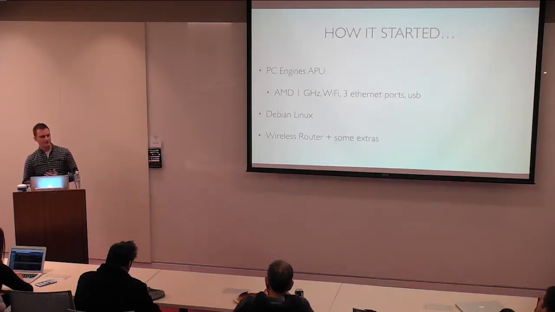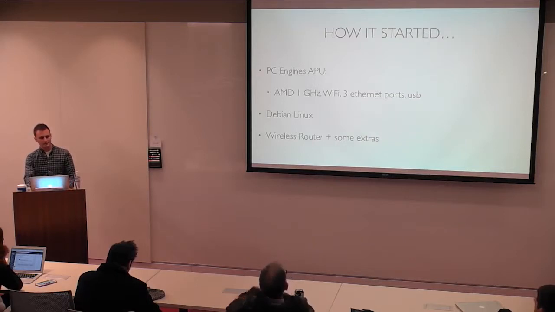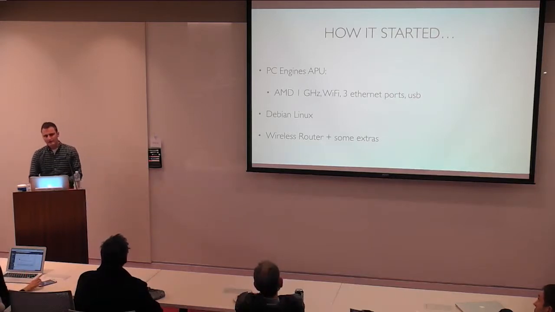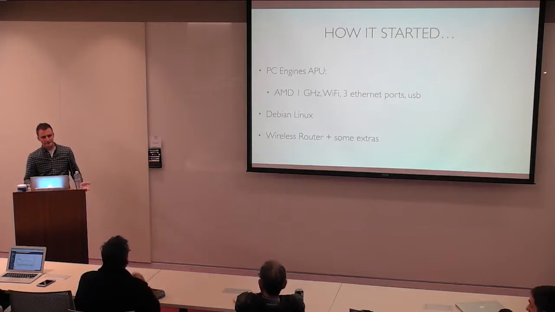So how it started was with a simple prototype, which was some PC Engines hardware, and it's a 1 gigahertz processor. It had a Wi-Fi card, 3 Ethernet ports, USB serial. So it had everything we needed, and it was running on Debian Linux. So we just basically set it up as a wireless router with some extra features that would allow a device to hook up to Netflix Test Studio. And it was working great. We used it internally for a little bit, and then all of a sudden something seemed to happen.